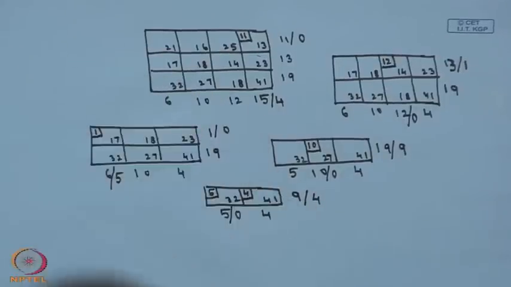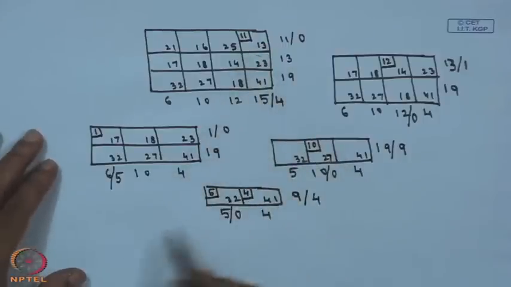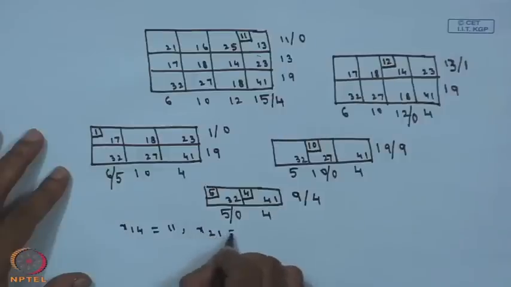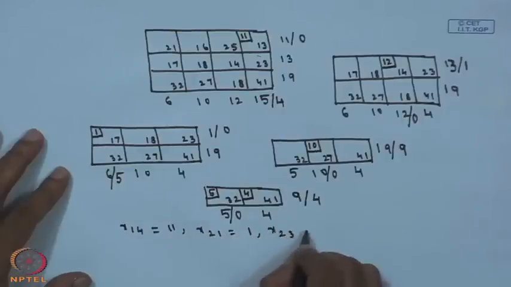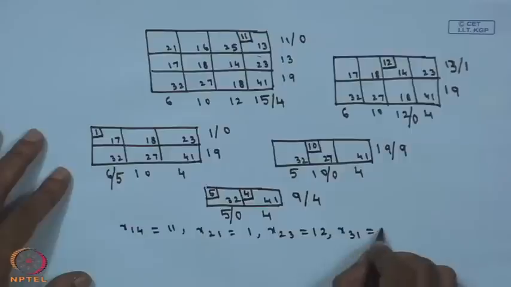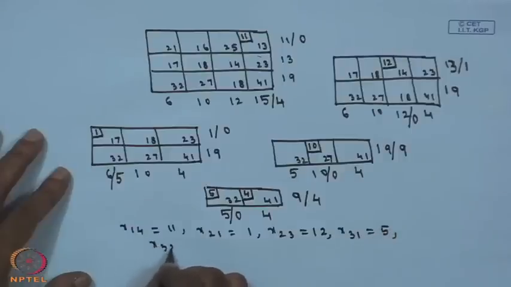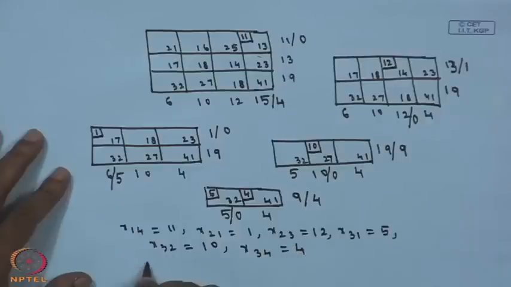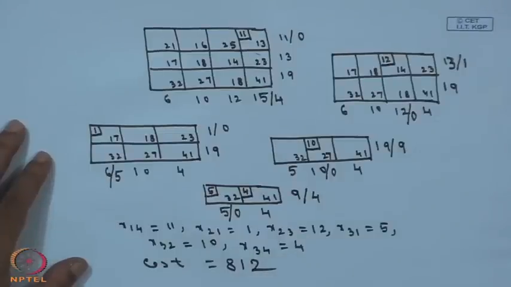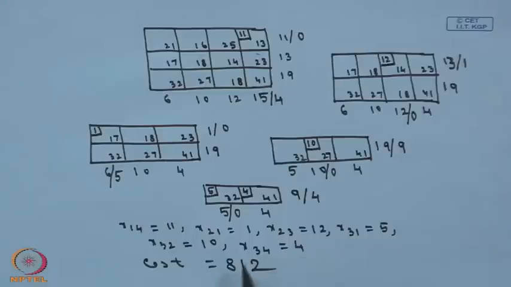Therefore, in the same way, now you can find out the initial basic feasible solution, that is x14 = 11, x21 = 1, x23 = 12, x31 = 5, x32 = 10 and x34 = 4. If you calculate the cost, it becomes 812, much less than the earlier methods. Please note this one, that for this case the cost has been reduced.